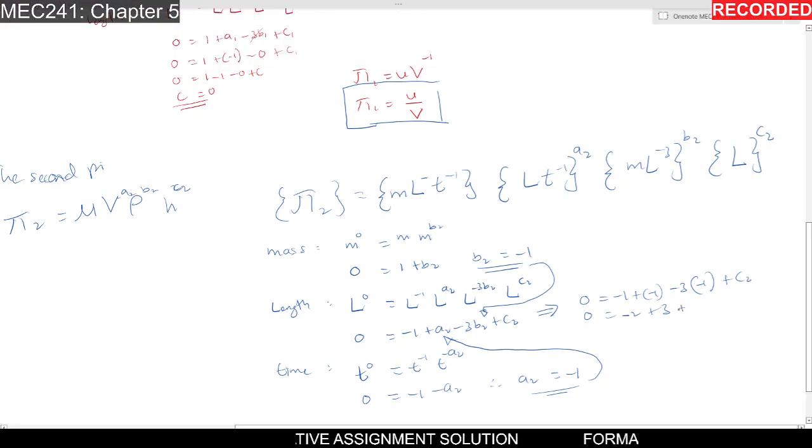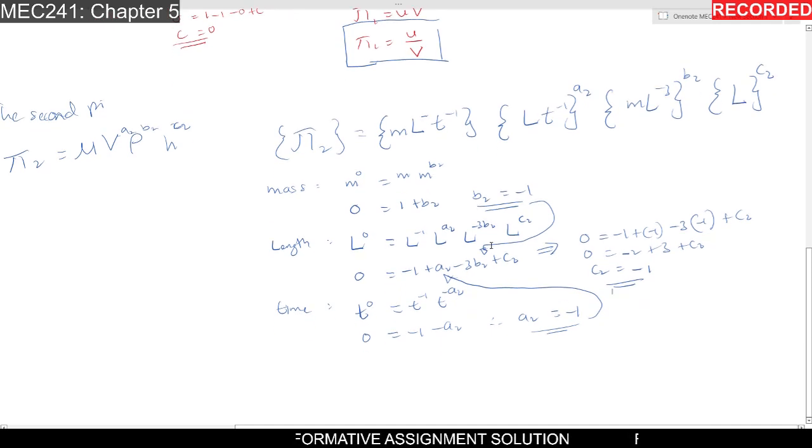Plus 3 and plus C2. So you will get C2 equal to minus 1. Okay? And then we put it back into this one. So the pi 2 now will be viscosity times V. V is the A2, minus 1.